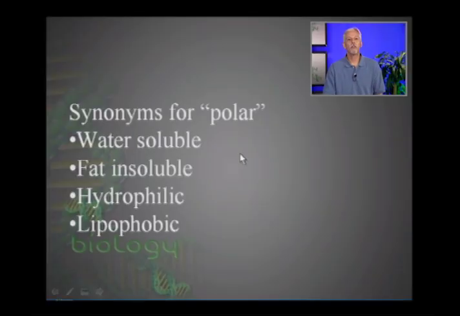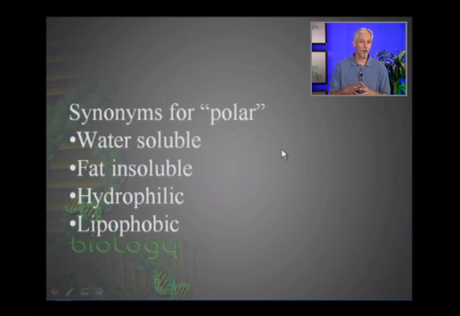Now, I've been throwing around some terms quite a bit, and I may have used these more than once, but I want to quickly go through the terms polar and nonpolar and synonyms for those. We understand, hopefully, the idea of a polar molecule, but polar molecules are water soluble. That's another way of saying they are fat insoluble, meaning they will not dissolve in fats. They are hydrophilic, meaning that they like water. Hydro means water, philic means to like. So if something is polar, it's water soluble, it dissolves in water, it will not dissolve in fats. It loves water. And lipophobic is also saying that it's afraid of lipids, so it will not dissolve in fats.